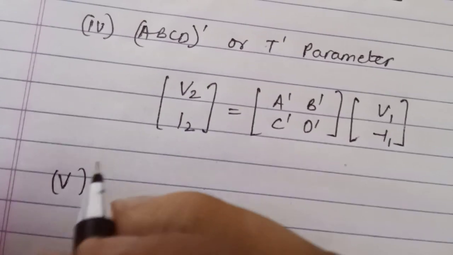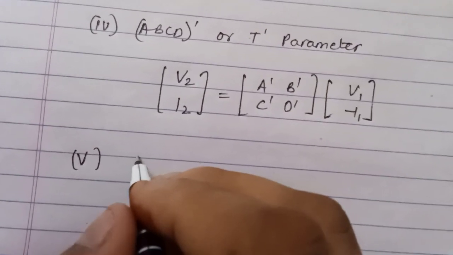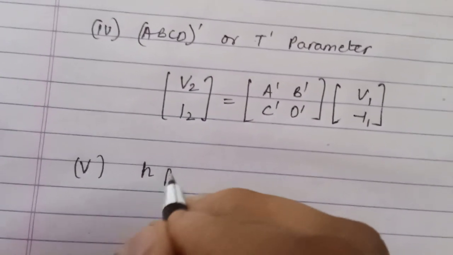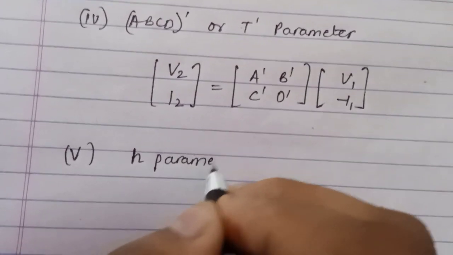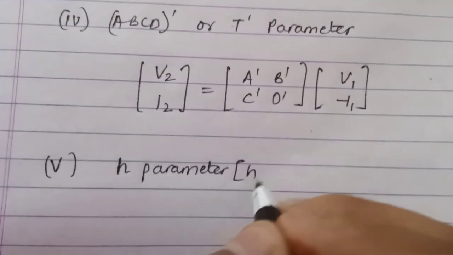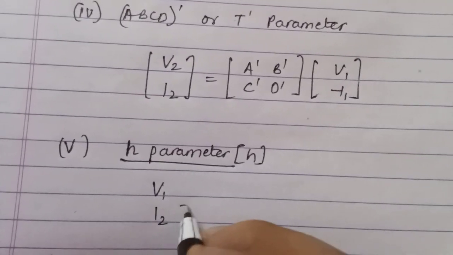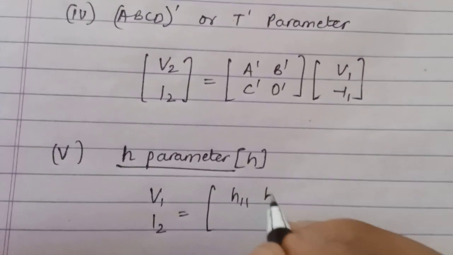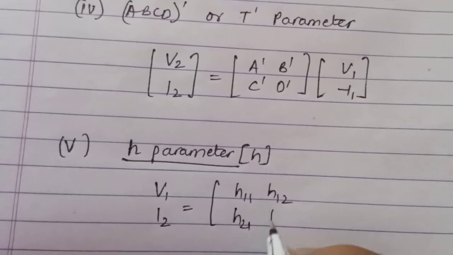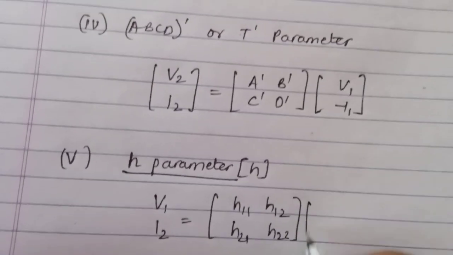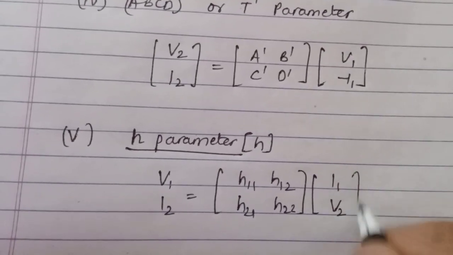Fifth one is very commonly used with the BJT amplifiers and the MOSFET amplifiers, that is H parameter. So this is known as the hybrid parameter. So it is represented as V1 I2, H11 H12 H21 H22 and this will be I1 V2.